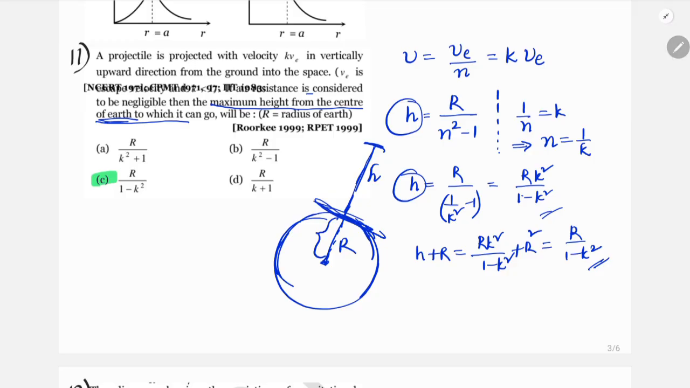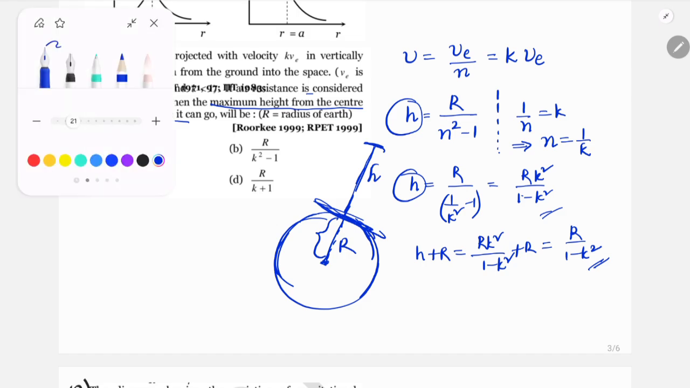Sorry, this is r, no? Sorry for this, it is r. That is the reason. Don't get confused here.